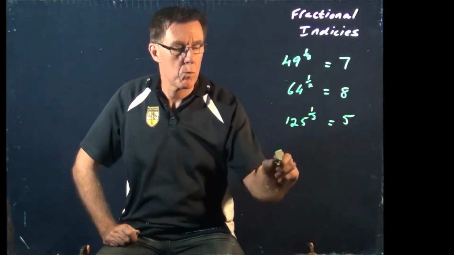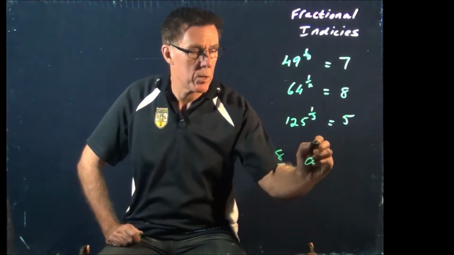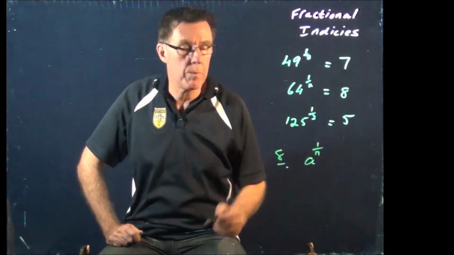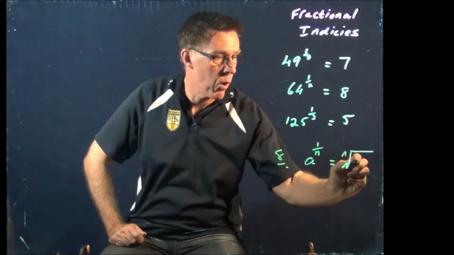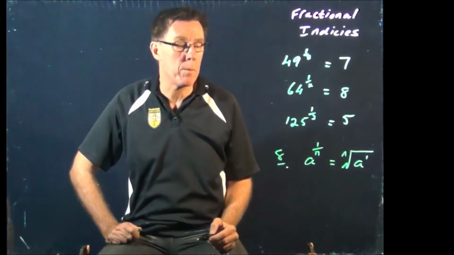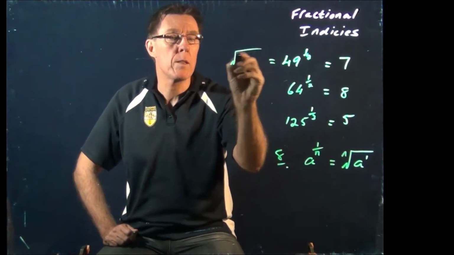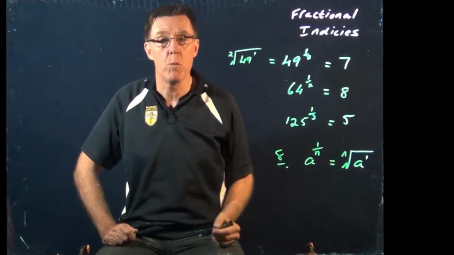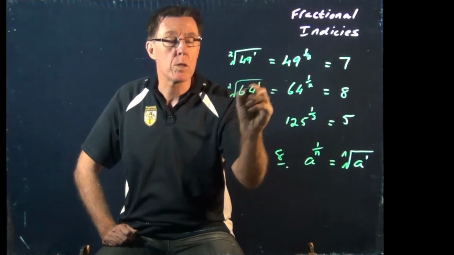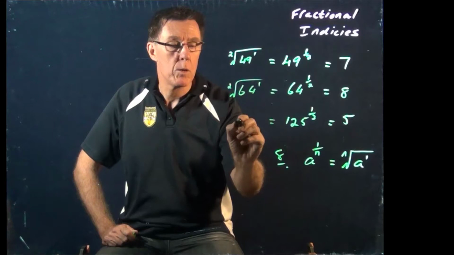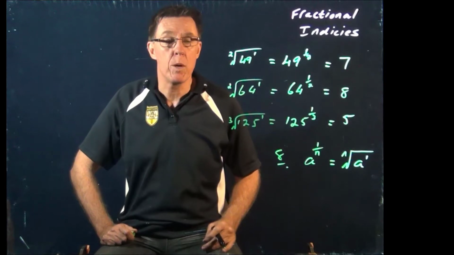So what's our rule number 8? It's going to be if I have some particular base raised to 1 over the power of n, you are taking the nth root of that particular value to the power of 1. So when it was 49 to the 1/2, you were taking the second root of 49 to the power of 1. Or for 64, you were taking the second root of 64 to the power of 1. Or for 125, you were taking the third root of 125 to the power of 1.